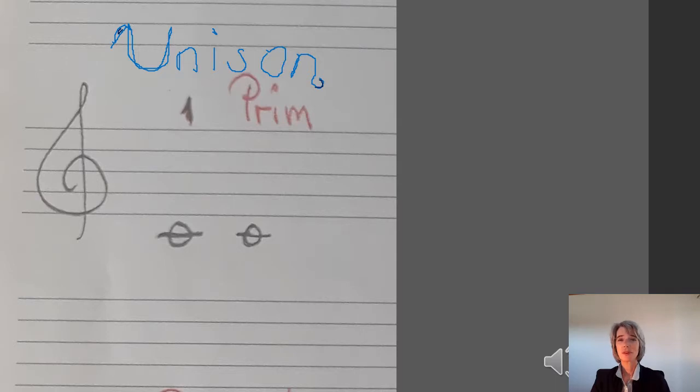The name of the first interval is unison. Let's listen to that. The starting tone is the same as the final tone. So if you count 1 and you already arrived.